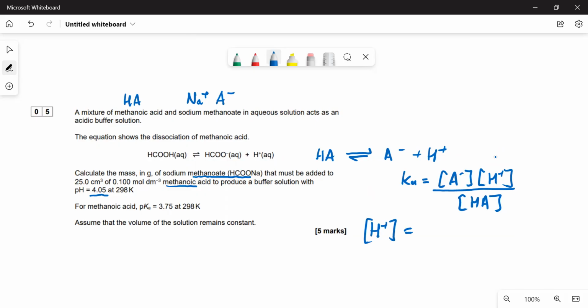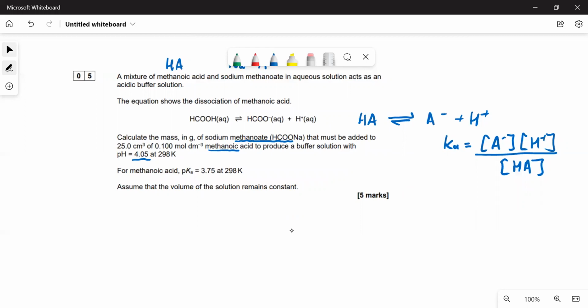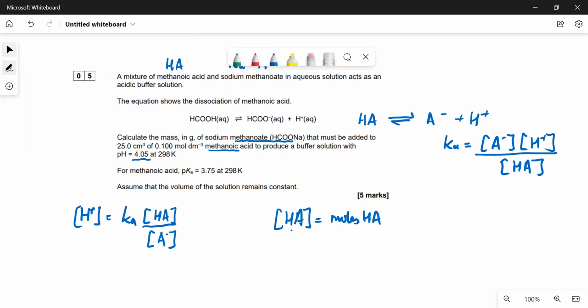I'm going to do it at the bottom over here. So we have H plus concentration is equal to Ka, HA over A minus. Now that's the concentration of HA, and of course the concentration of HA is equal to the number of moles of HA divided by the volume V, and the same for A minus.